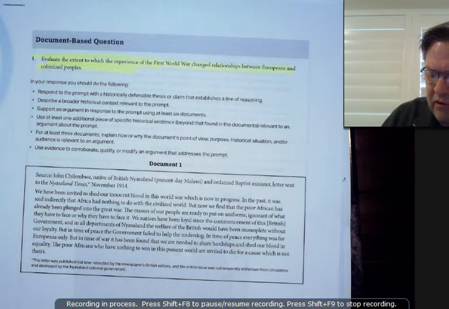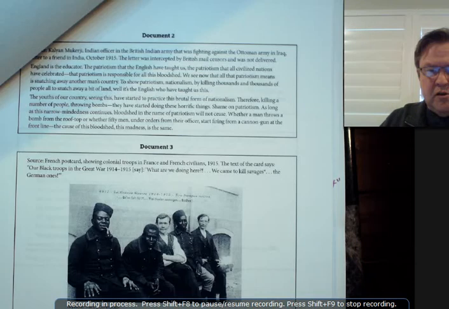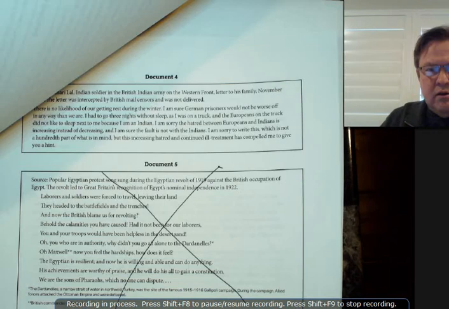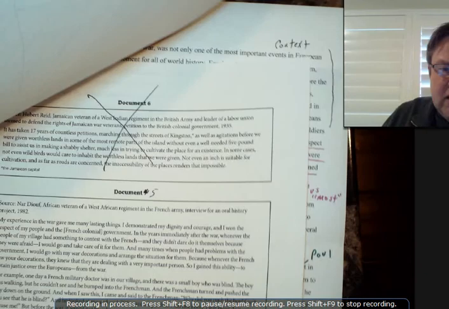So you have your 5 documents, and this will look familiar to you if you've looked on the website. And I think it's excellent practice, a good thing to see how I do it as a model for yours. Okay, so that's the DBQ. This just came out today.